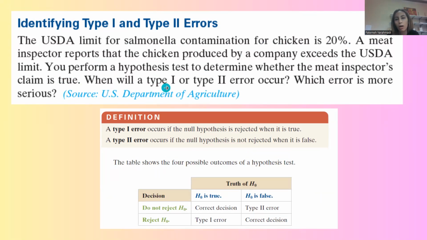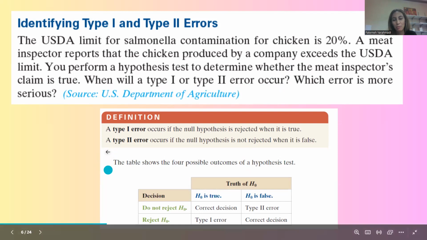When will a type 1 or type 2 error happen? Which one is more serious? It's about the health of chicken. Chicken goes to the market and people consume the chicken. Remember the definition of type 1 and type 2 error. Type 1 error, when the null hypothesis is true, but you reject the null hypothesis. Type 2 error, when null hypothesis is false and you don't reject the null hypothesis.